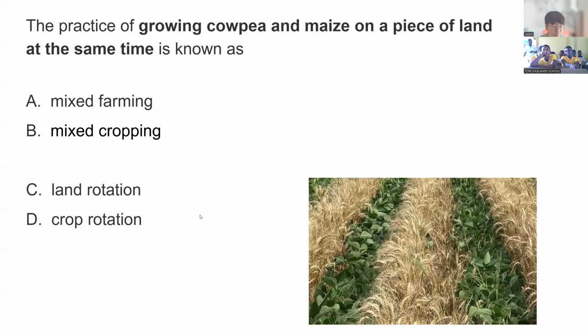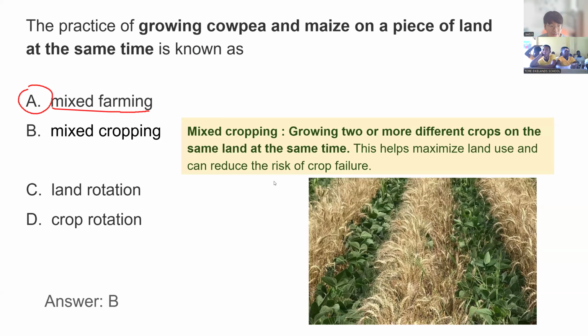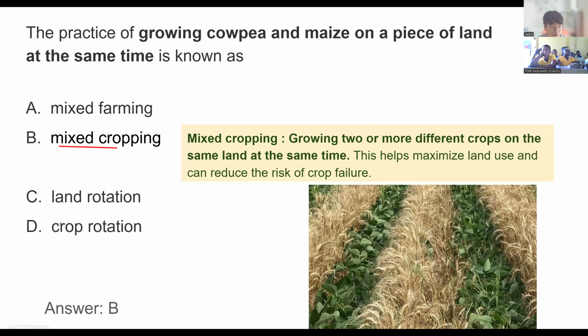What about this one? The practice of growing cowpea and maize on the same piece of land at the same time is known as what? Mixed farming, C. Great job. So mixed farming is A, right? But here, sorry, mixed cropping. Sorry, that was the previous question for mixed farming.